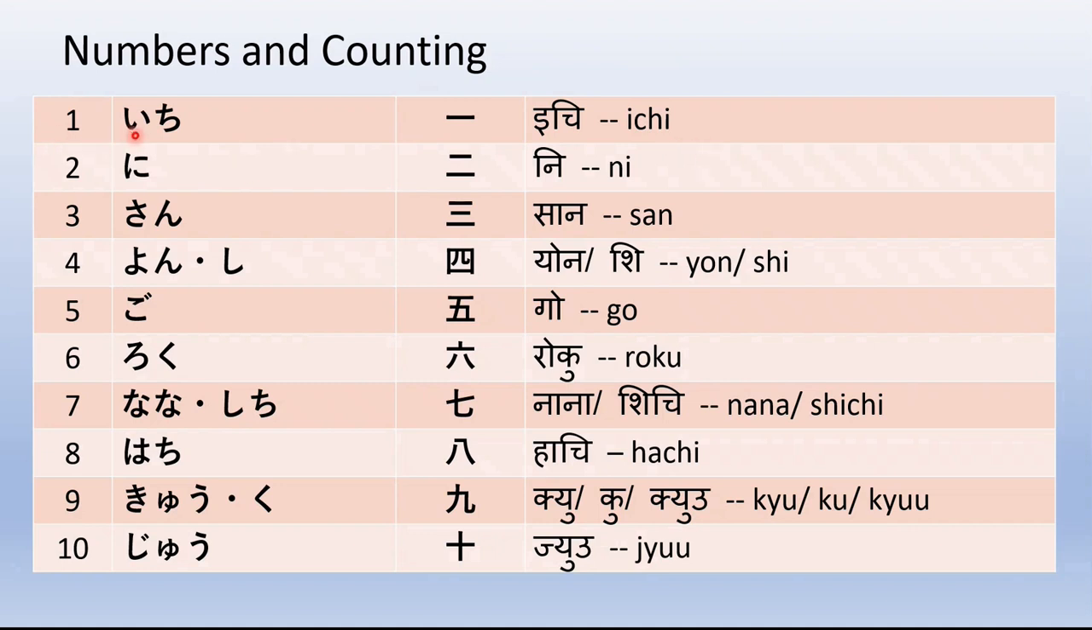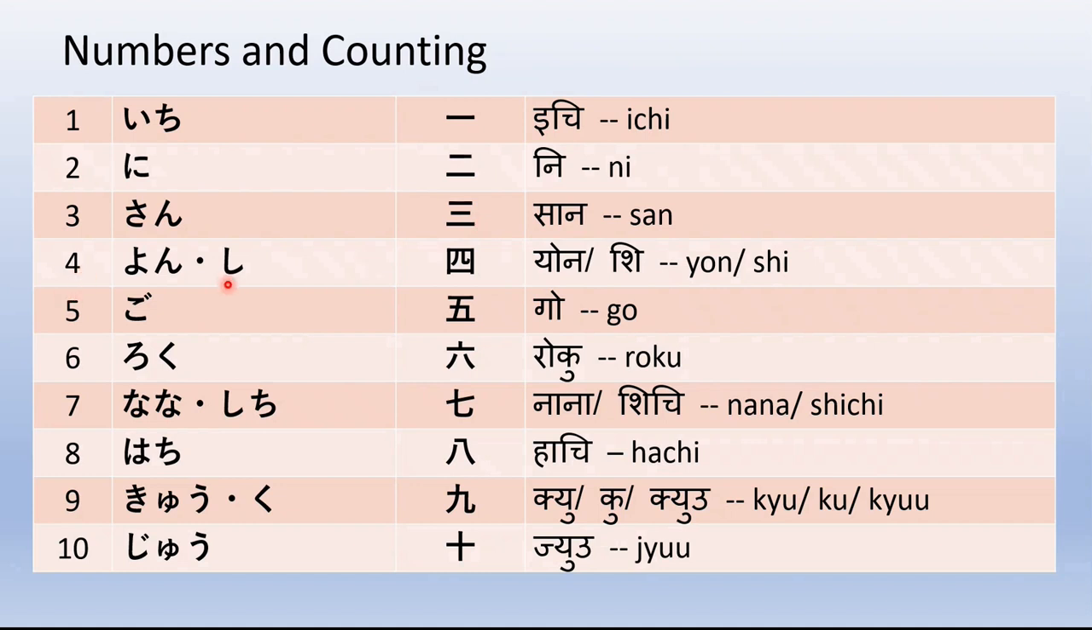1 in Japanese is called ichi. And this is the kanji for 1, which is a single horizontal line. 2 is called ni, and the kanji has 2 horizontal lines, where the upper one is shorter than the lower one. 3 is called san, and here we have 3 horizontal lines. As you can see, the middle one is the shortest, then the upper one, and the lower one is the longest.